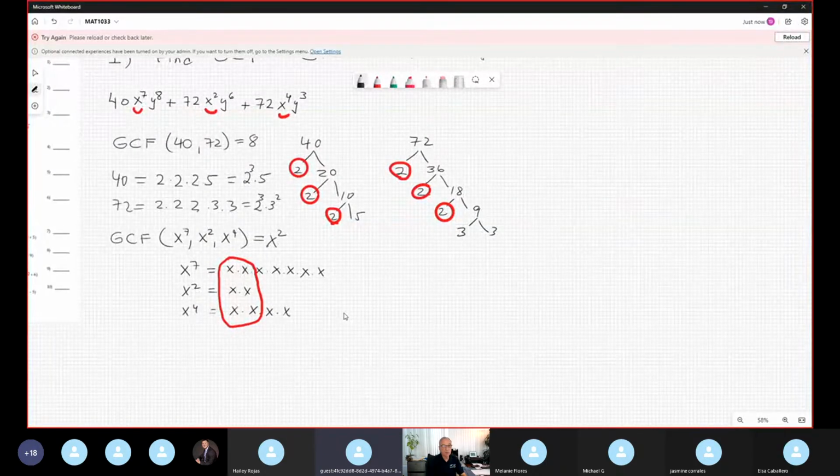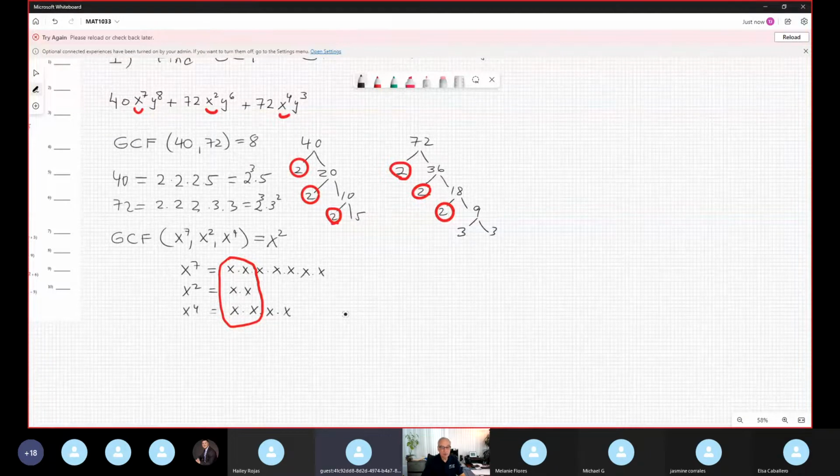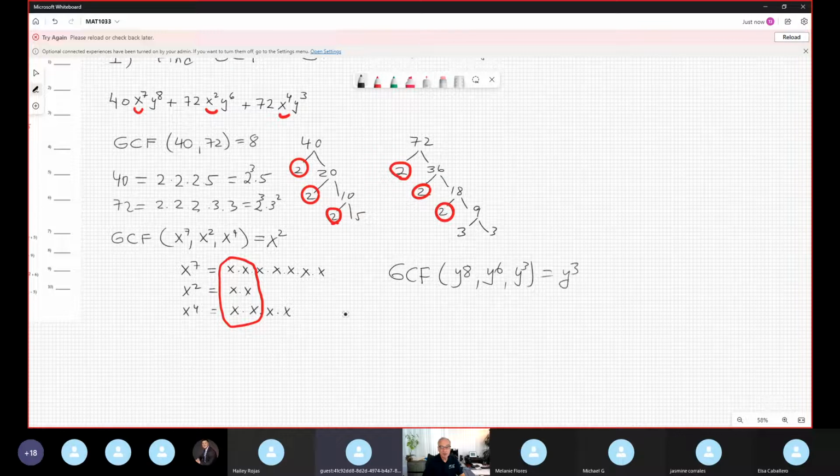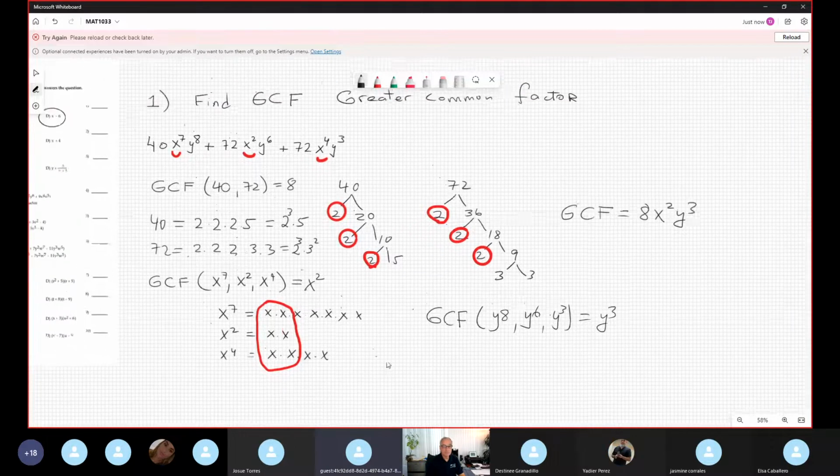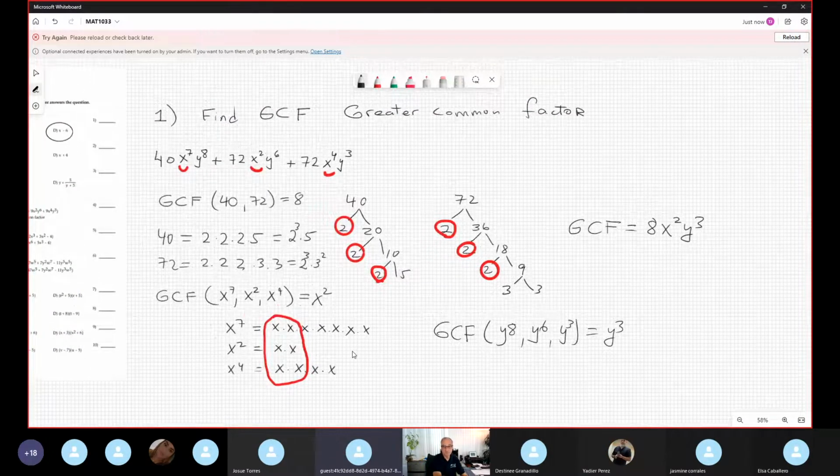Okay? Likewise, in the y part, the greatest common factor between y to the 8, y to the 6, and y to the third is obviously y to the third, by the same idea. Okay, entonces, what is my general greatest common factor? Consider numerical part and variable part. Oh, it's 8x squared y cubed. Everyone follow me so far? Yes, Professor. Aha.